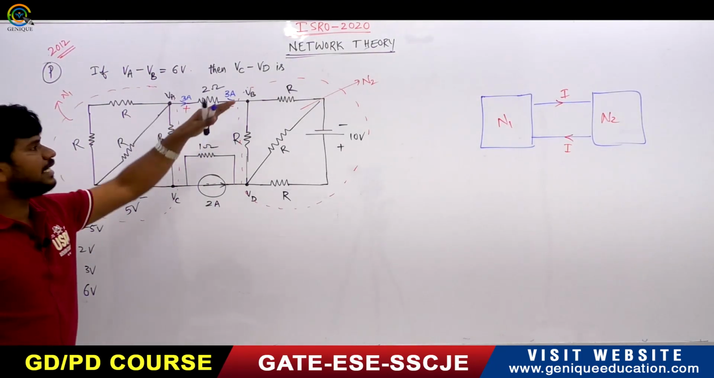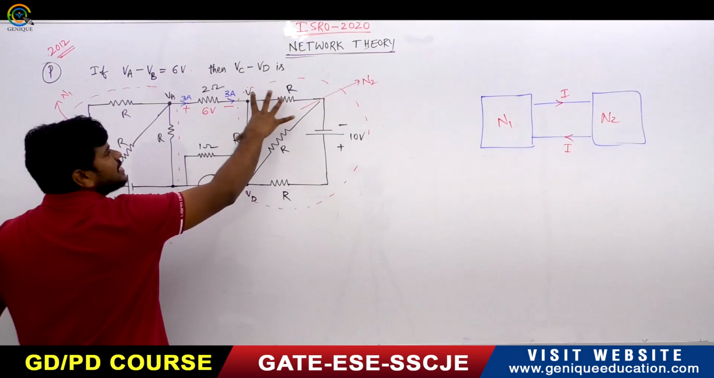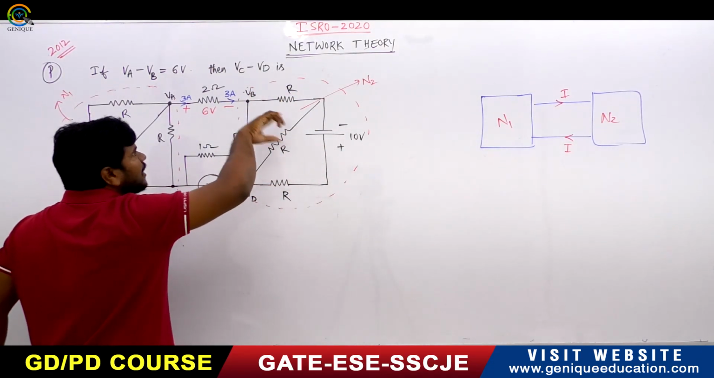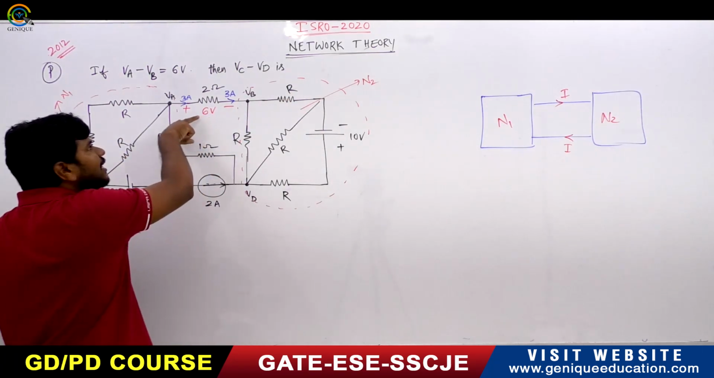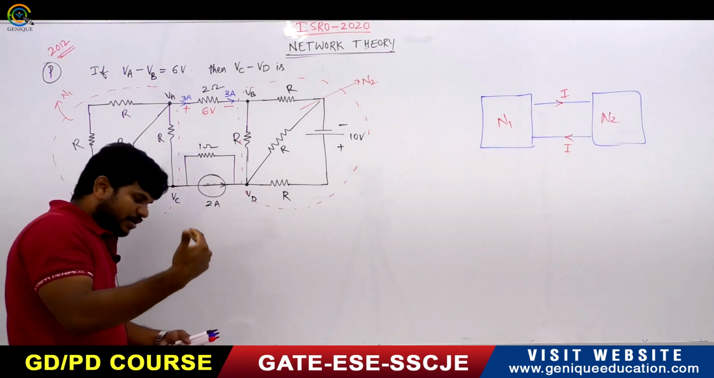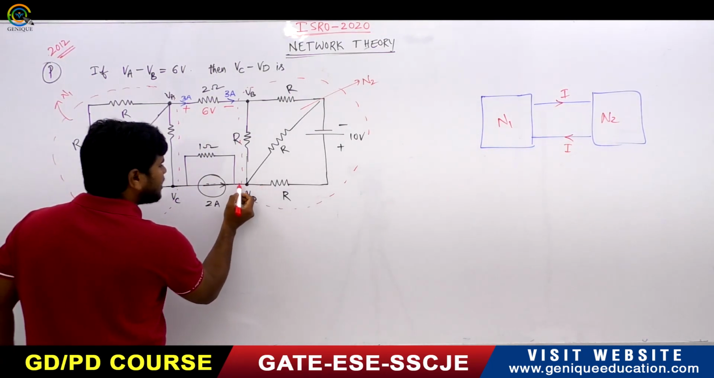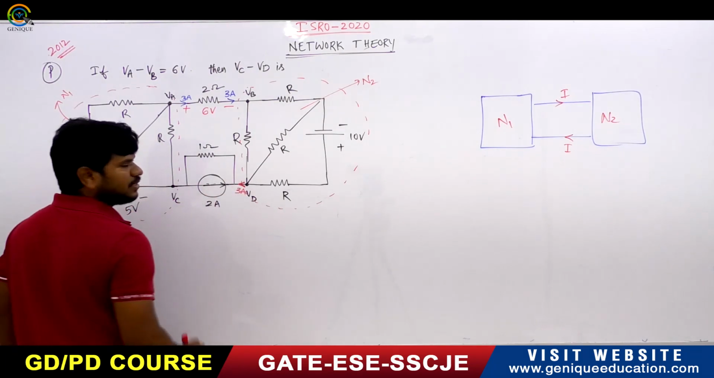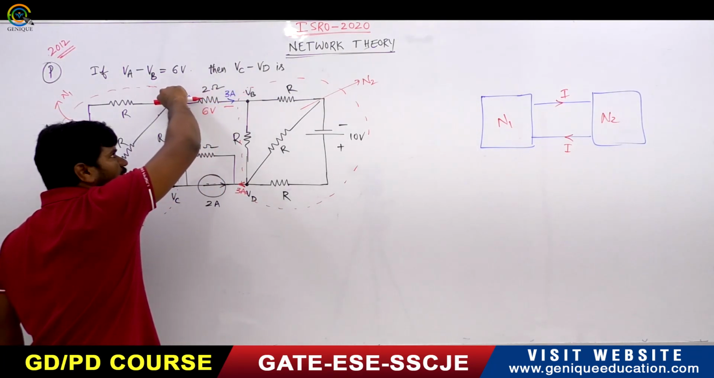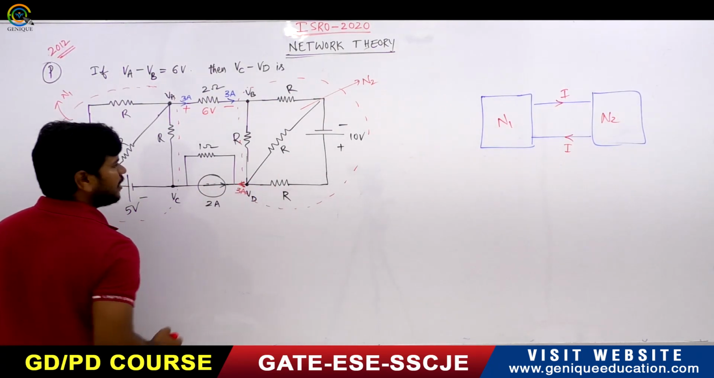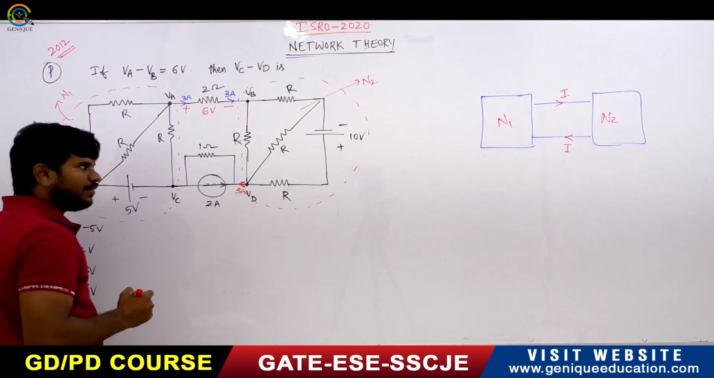So this is the current entering this entire network. If I name this entire network as N2, the current entering this network is 3 amperes. Now the same amount of current will leave the network. So 3 ampere current is entering and 3 ampere current is leaving here, after this D.